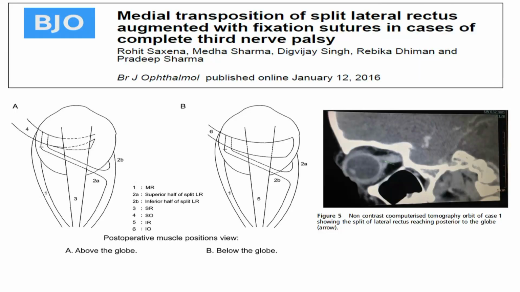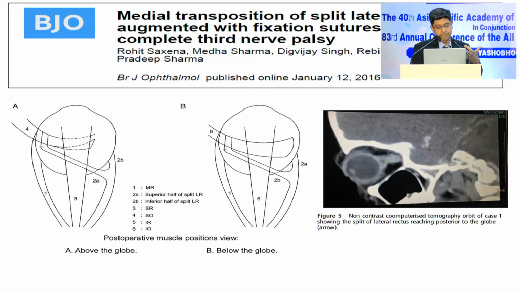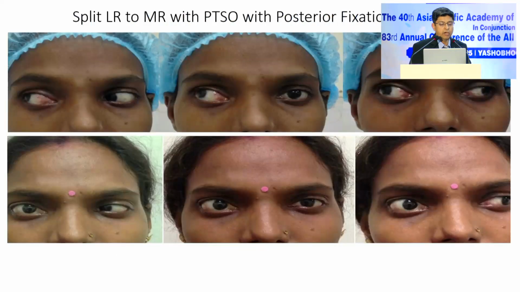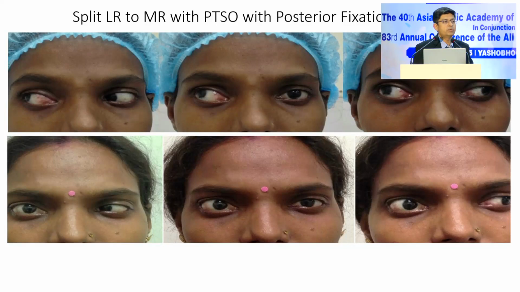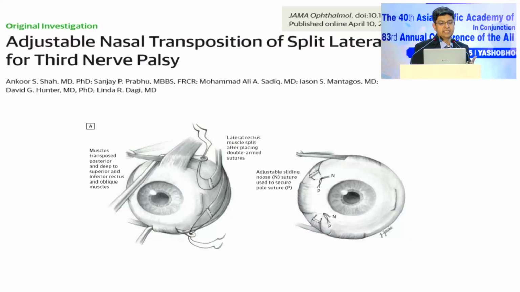This is, of course, the much talked about surgery now for management of third nerve palsy. So, split medial transposition of the split lateral rectus. We, of course, as I mentioned, augment it with posterior fixation sutures, and almost always do a posterior tenectomy of the superior oblique so that we can get a good outcome. Not only that, but it also helps in transposing or getting that superior slip onto the medial side.